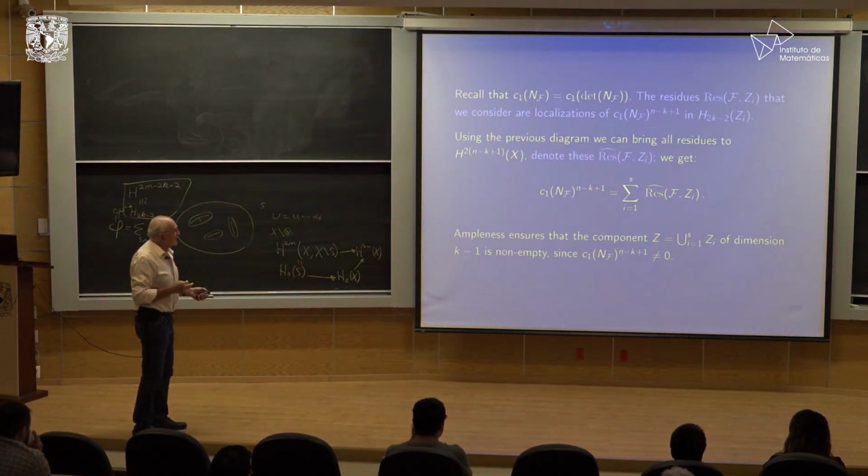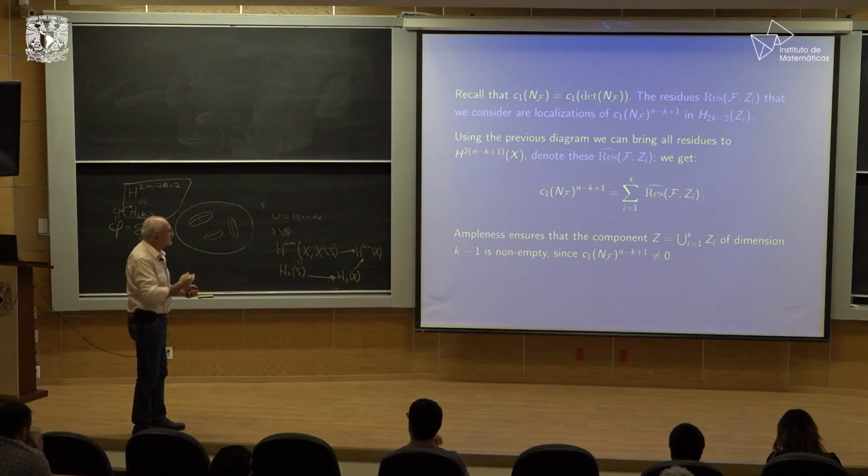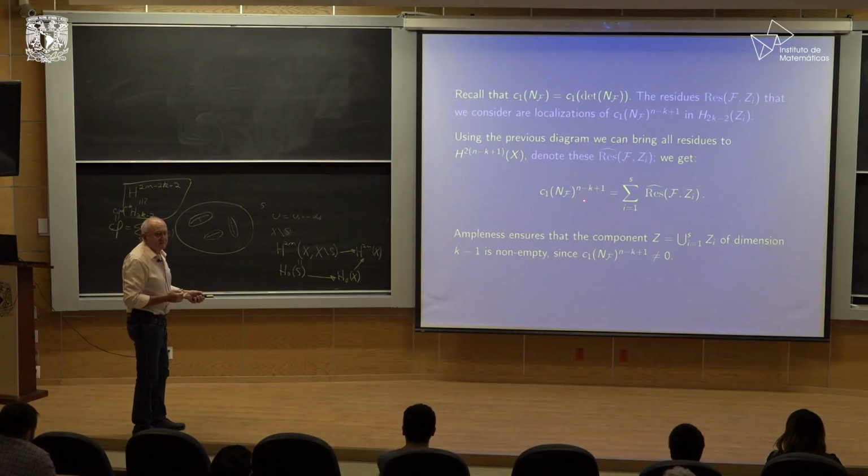Then, okay, the ampleness condition tells you that this class cannot be zero. And if this cannot be zero, this set cannot be empty. Okay?